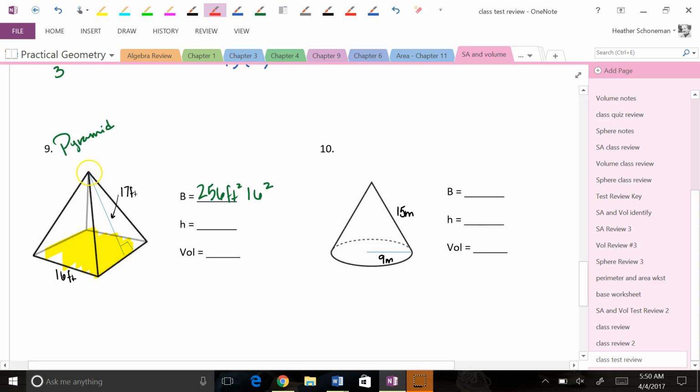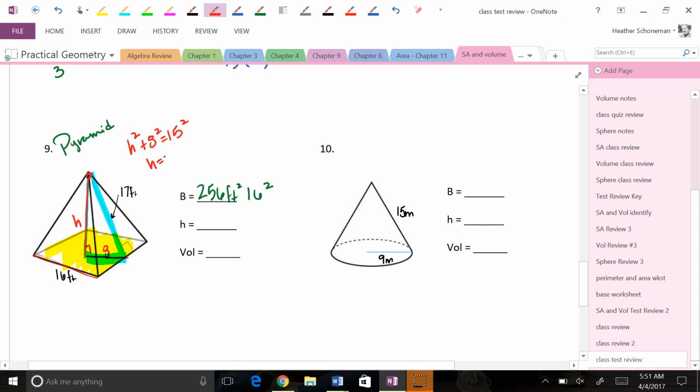Height. The height in the pyramid goes from the point to the center of the base. This is the height. And it creates a right triangle using the height, half the side, and the slant height. Since this height goes from the center out, and this whole side over here is 16, halfway is going to be 8. So our triangle is the height squared plus 8 squared equals 15 squared. Pause the video and calculate that number.